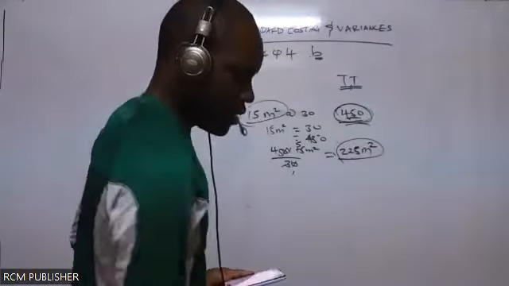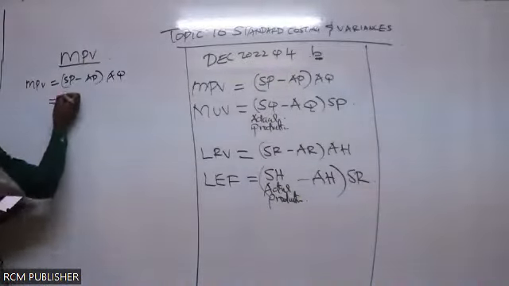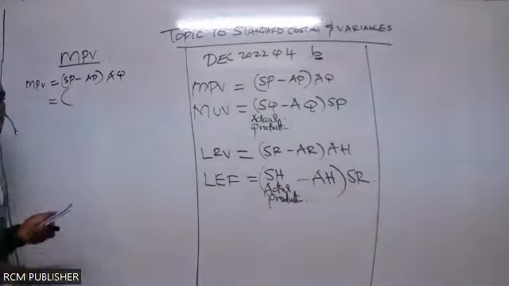So I want you to help me get that material price variance. The formula says material price variance will be equivalent to standard price minus actual price. Then we multiply by actual quantity. So what are we going to have? The standard price. Somebody to give us the standard price.